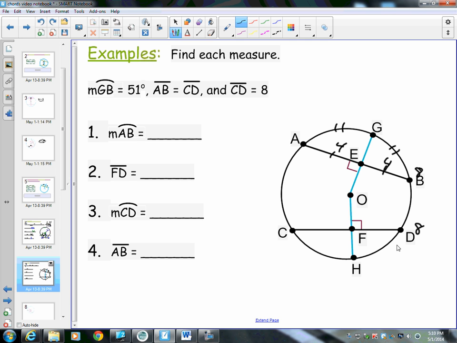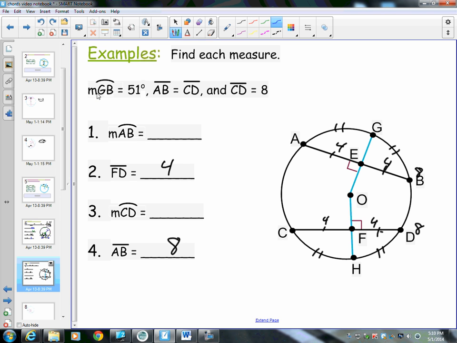Similarly on the other side, since this is 8, they intersect at a right angle. These have to be congruent. These arcs have to be congruent. The whole thing is 8. Each section is 4. Okay, so we can find segment AB. AB is 8. We also can find segment FD. FD is 4. Then we're going to go back up to the top.